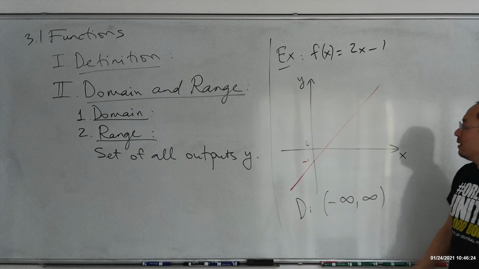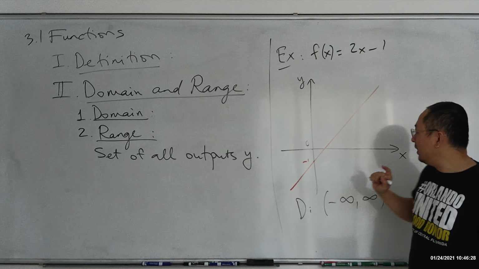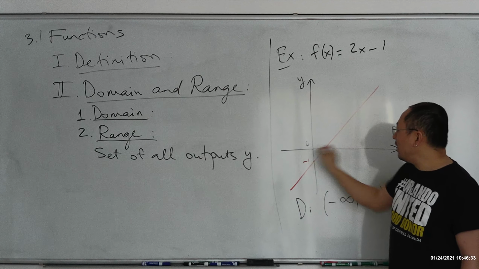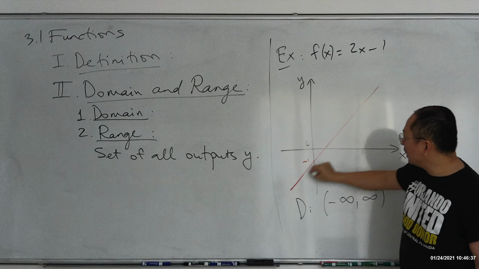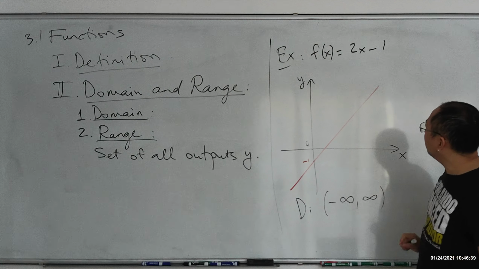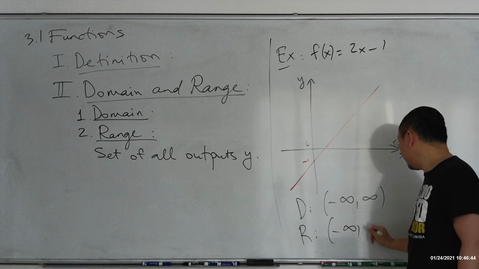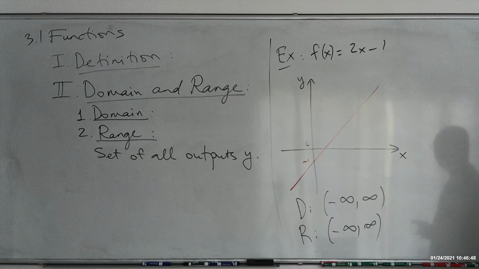And similarly, you know that y is going to be the output, so y represents the range, right? So we're still tracing along the graph, but now we don't look left or right anymore. We are looking up and down. So what? We can go down forever, we can go up forever. So the range is still -infinity to positive infinity. Okay?